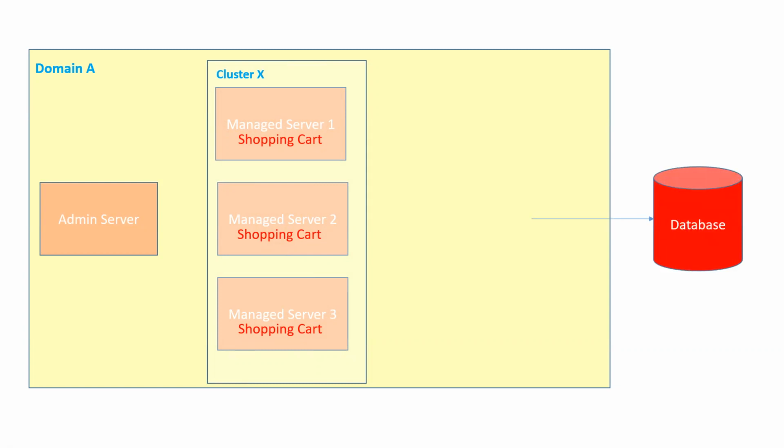This application needs a connection from the database, right? And to connect with the database, you need an entity or resource in the domain, which is called a data source. And that data source needs to be targeted to your cluster or to all the managed servers so that they can take the connection from the database, right?